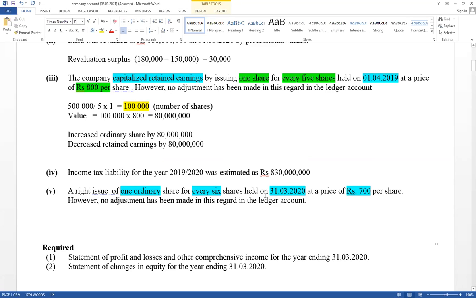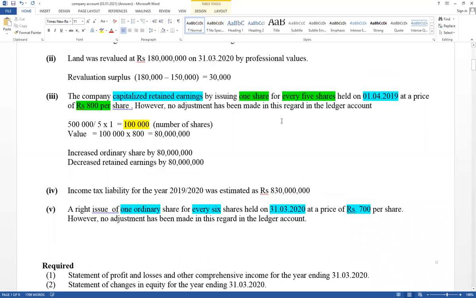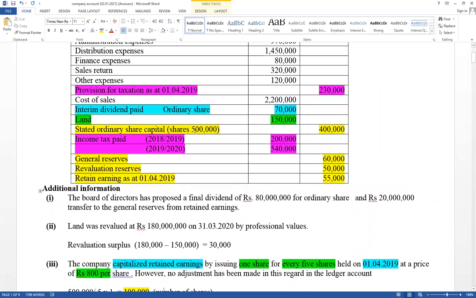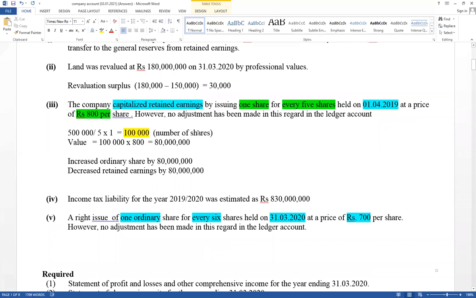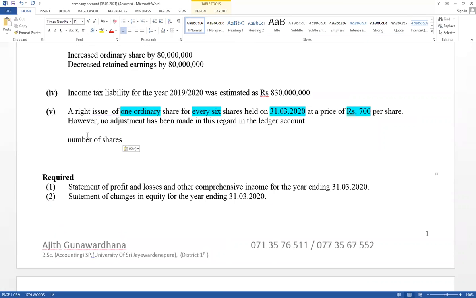As at 31st March 20, number of shares beginning of the year is given 500,000. It is available in the trial balance also. See the trial balance. Number of shares given 500,000 beginning of the year. And as a result of reserves capitalization, number of shares increased by 100,000. Therefore, now think about number of shares available as at 31st March 2020. Very important this one.